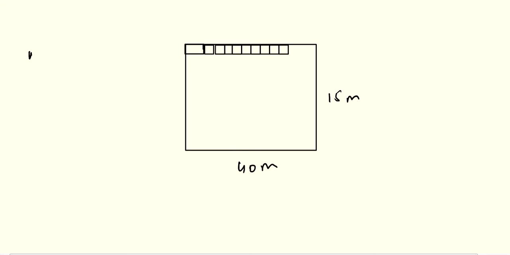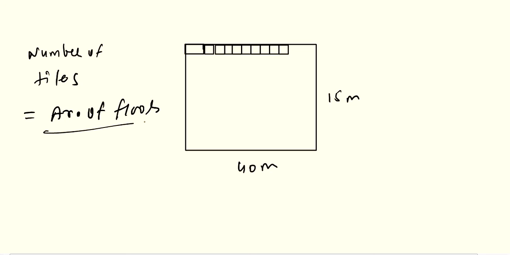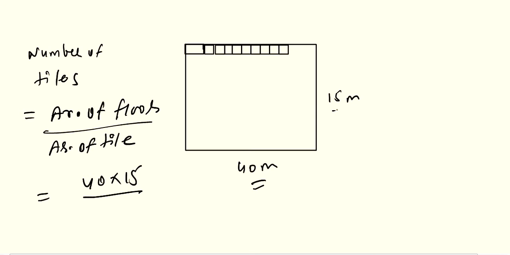So simply to find the number of tiles, we will use the formula: area of floor divided by area of tile. So area of floor is 40 into 15 upon area of tile. Now this is in meter, while the dimensions of the tiles are in centimeter, 60 into 50. So we will convert meter into centimeter.